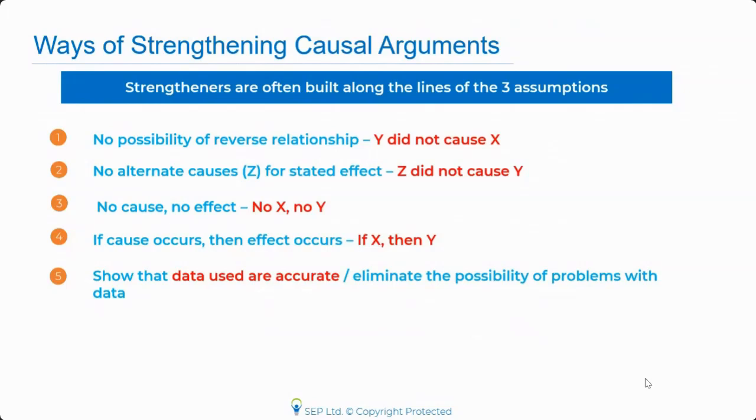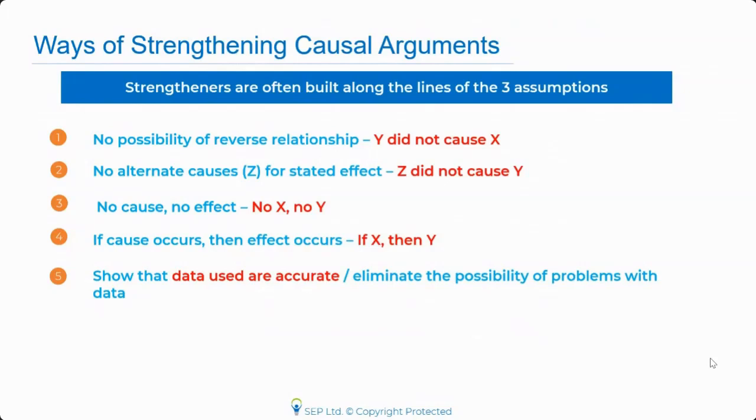If cause occurs, then effect occurs. So if X occurs, then Y occurs. You can look at that. If I were to really explain this, choice one is based on assumption number three. A choice that shows that Y could not have caused X will work as a strengthener. No alternate cause: any choice that eliminates an alternate cause will automatically act as a strengthener. No cause, no effect means a choice that indicates that in the absence of the cause, the effect was also absent will also act as a strengthener. If X, then Y: any choice that shows that whenever the cause occurs, the effect also occurs, like a parallel example, will strengthen the argument. If any data is being used in the argument, then any evidence that the data is accurate will also strengthen the causal argument.